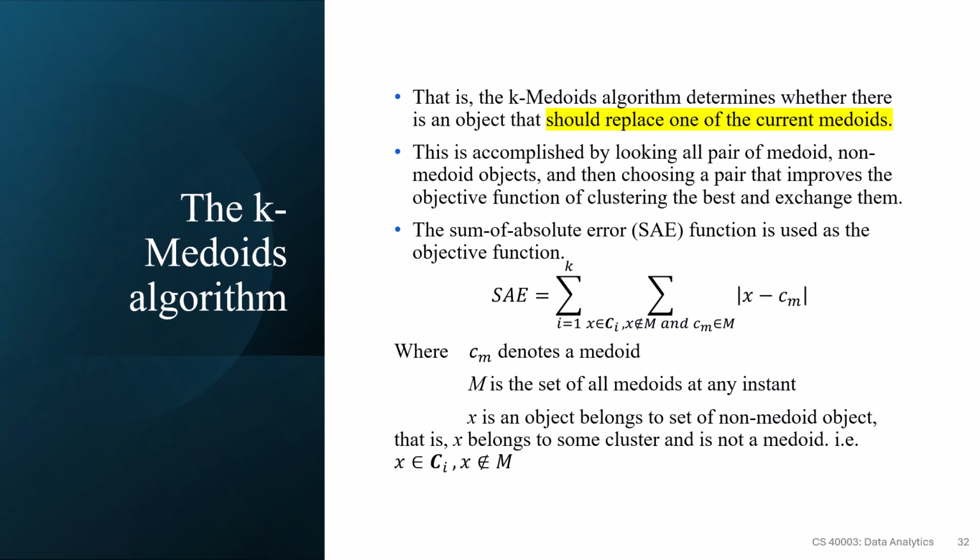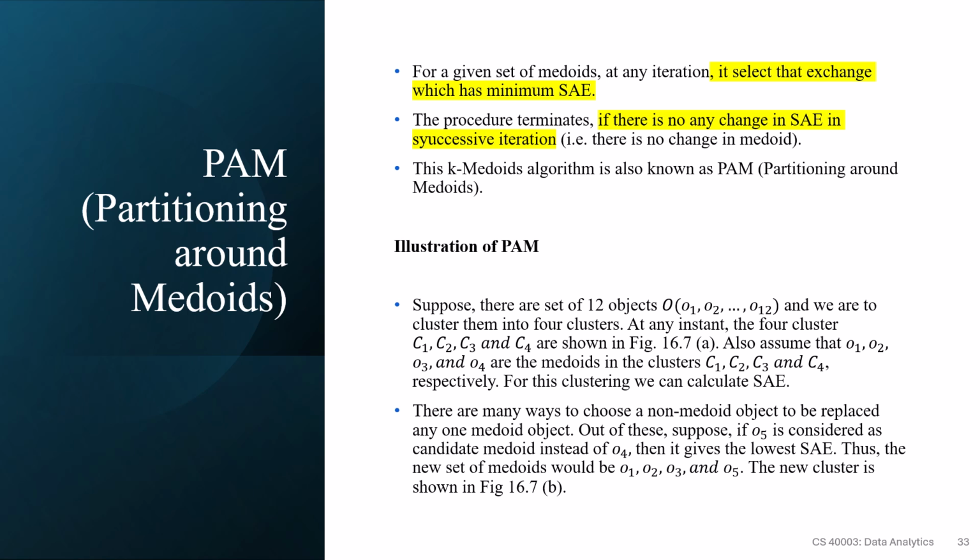The sum of absolute error function is used as the objective function. CM denotes the medoid. Capital M is the set of all medoids at any particular instant. X is an object that belongs to the set of non-medoid objects. That is, X belongs to some cluster but is not a medoid. For a given set of medoids at any iteration, it selects the exchange with the minimum sum of absolute error. The procedure will terminate if there is no change in the sum of absolute error in successive iterations. This k-medoids algorithm is known as partitioning around medoids.